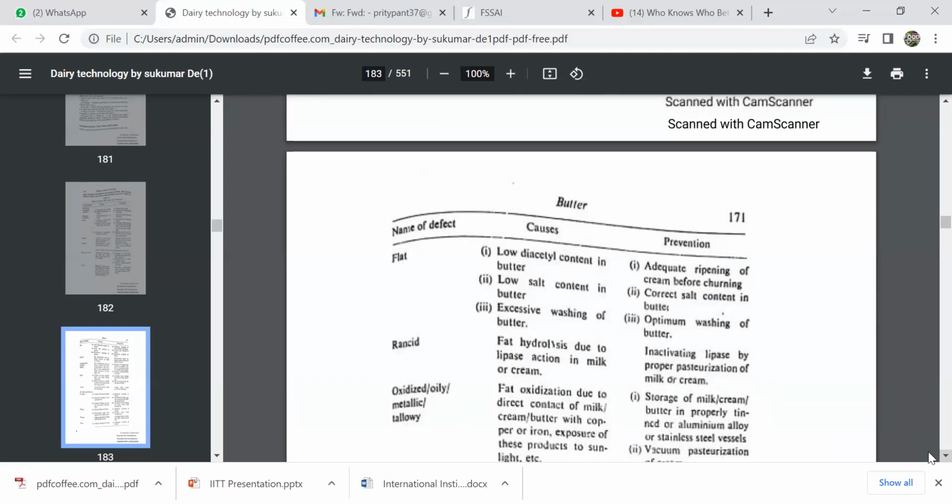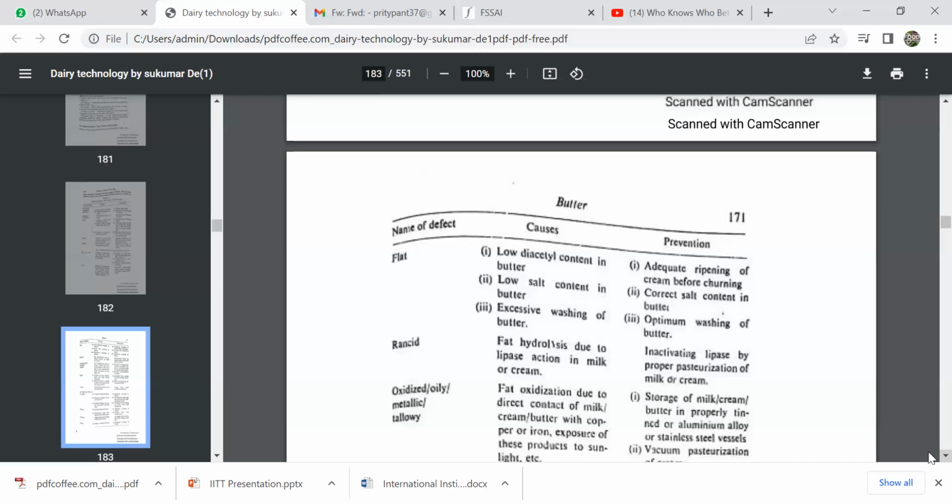Next flavor defect is rancid, which is due to fat hydrolysis. ये हमने कल भी जो हमारी पहले की video थी butter oil की, उसमें भी हमने पढ़ा था कि rancidity is due to the fat hydrolysis due to lipase action in milk or cream. तो इसको कैसे करेंगे? Inactivating lipase by proper pasteurization.